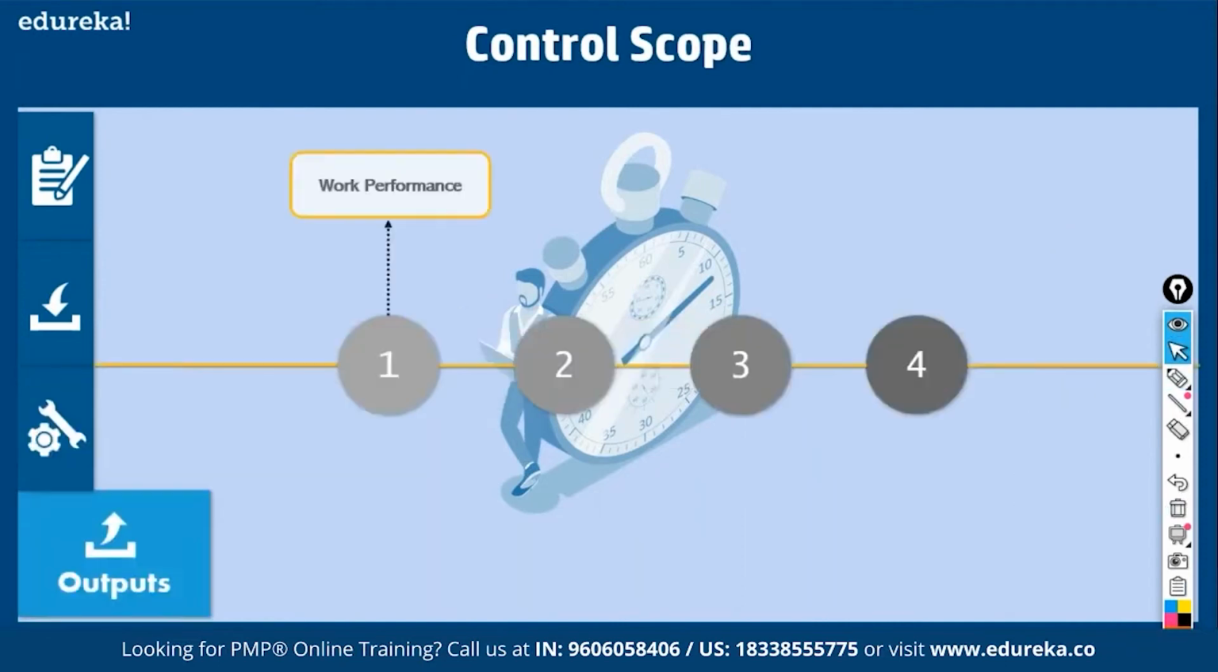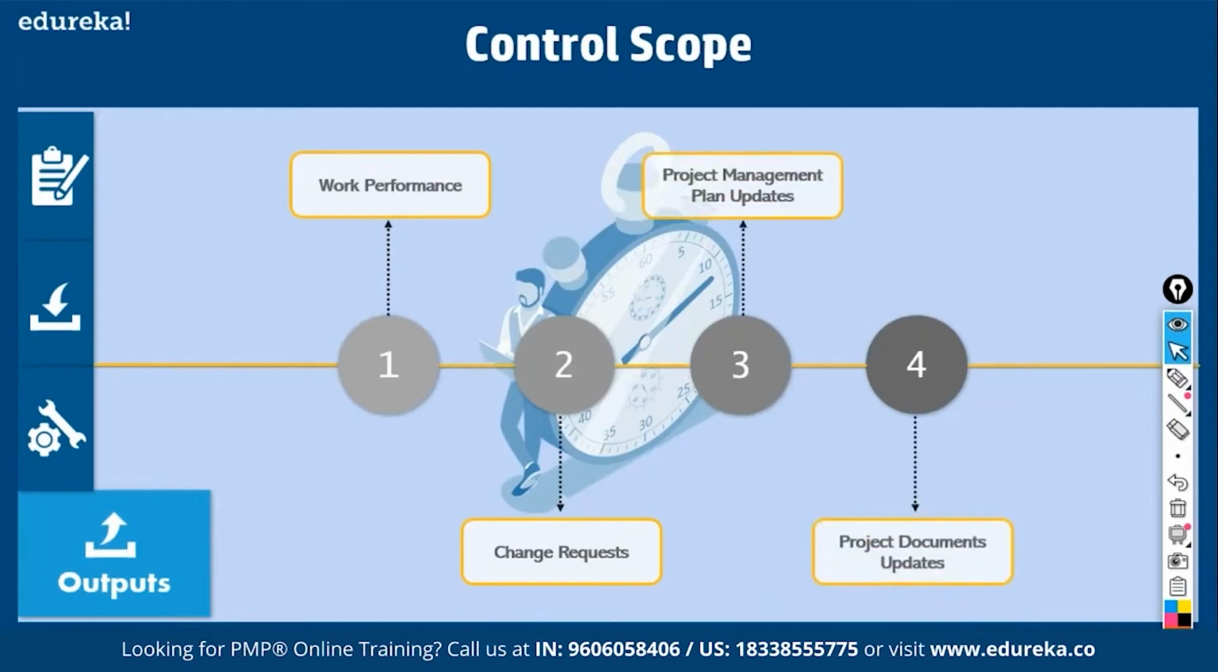Then what else do you get? You get work performance information and change requests. So here also you can generate change requests. That is called a change request. Then updates to plan and updates to documents. Okay, and this is about control scope.